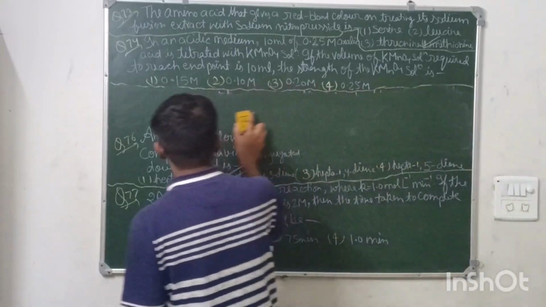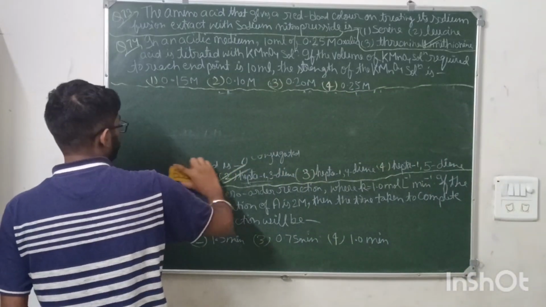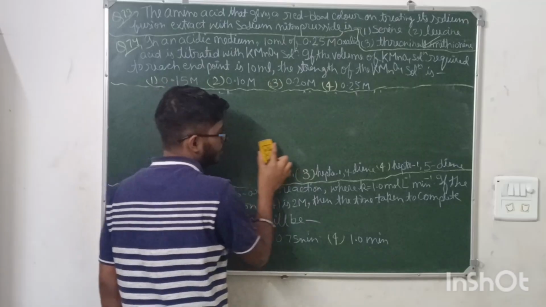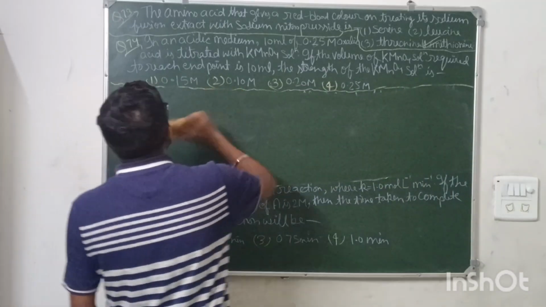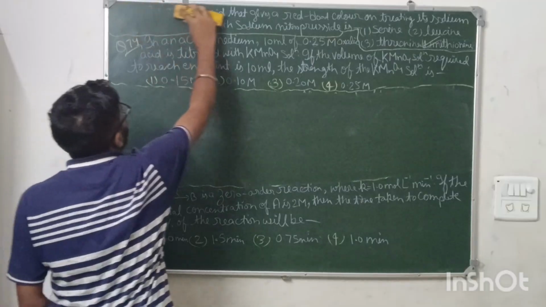Question number 76. Now moving on to the numerical questions. Why was I solving these questions first? Because for the numerical questions you need space. Now we will solve question number 74 here.